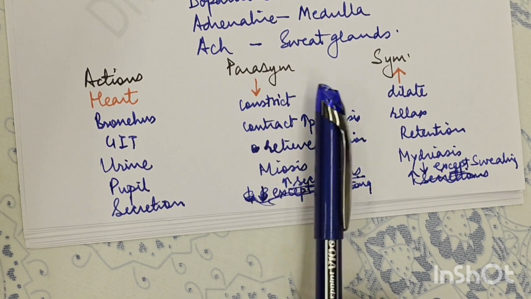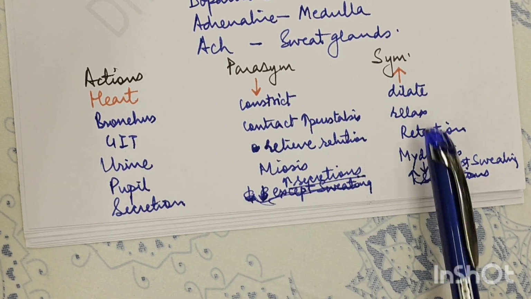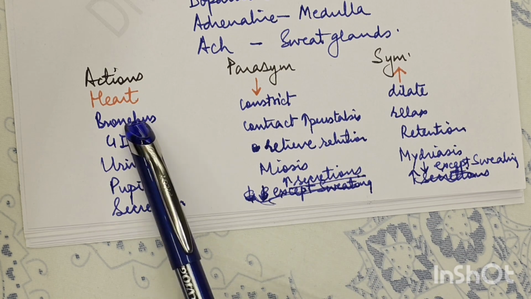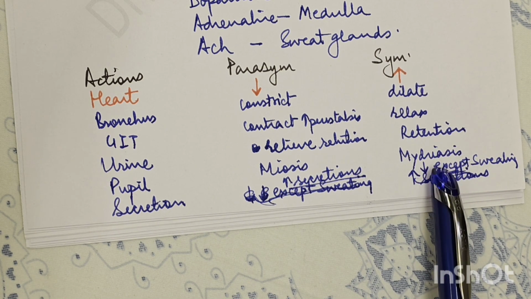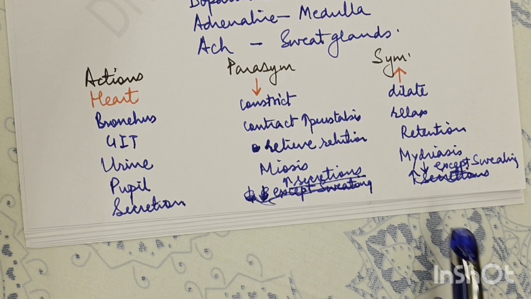Here you can see that for the heart, sympathetic will always increase the activity, while in all the other cases sympathetic is reducing the activity. It is dilating the bronchus, relaxing the GIT, causing retention of urine, causing mydriasis of the pupil, and reducing secretions.